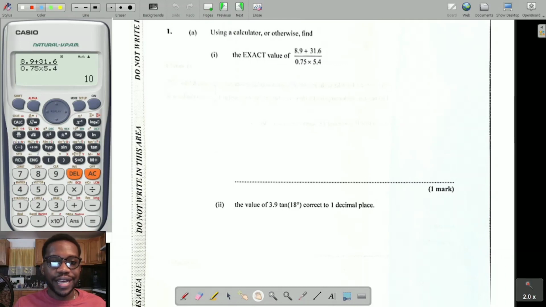So your exact value is actually 10. So we simply put that there. Alright, so the exact value here is going to be equal to 10. And that's the end of that question. Let me just take this down a bit now.